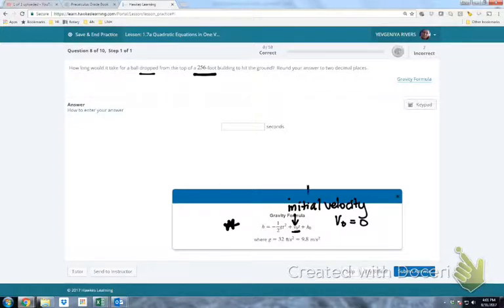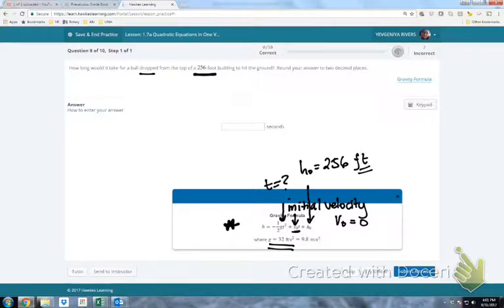The initial height is going to be the height of the building since it's dropped from the top of the building, which is 256 feet. And g is going to be given, we're going to use 32 feet per second squared since we are in feet for height. So the only unknown here is going to be our time, t. We're trying to figure out how many seconds it takes for this to hit the ground.